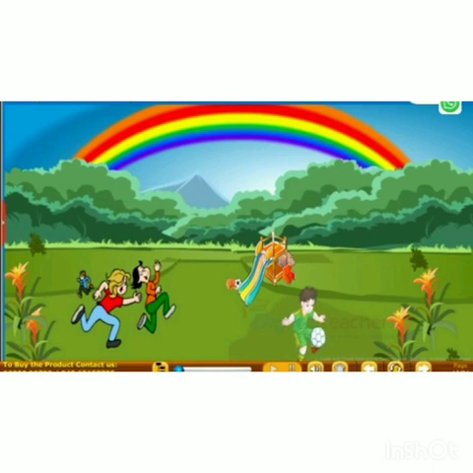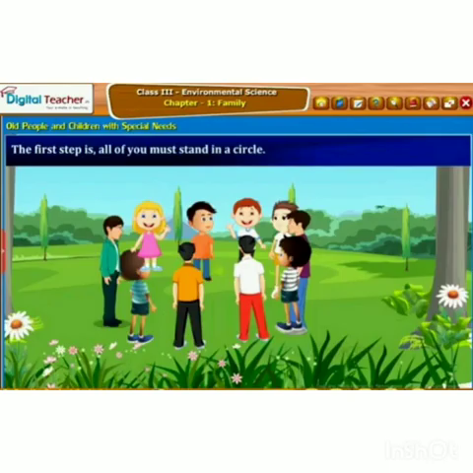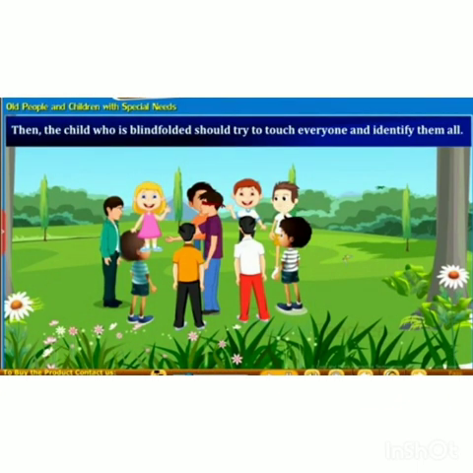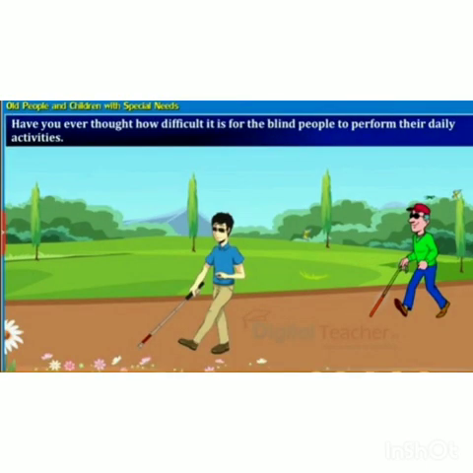Okay, children. Now, let me tell you something. We all like to play hide and seek, is it not? What will we do in that game? We will tie our eyes with a handkerchief, so the child who is blindfolded should try to touch everyone and identify them all. Have you ever thought how difficult it is for blind people to perform their daily activities?